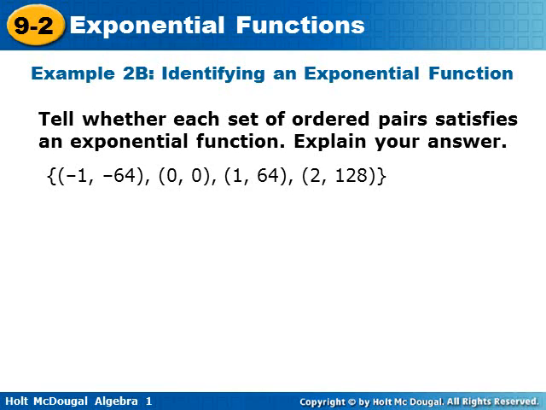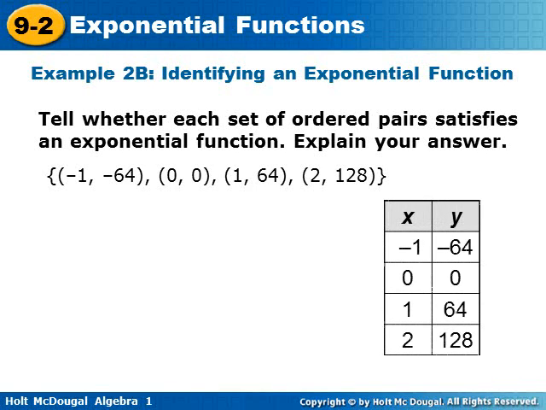Tell whether each set of ordered pairs satisfies an exponential function. Explain your answer. (-1, -64), (0, 0), (1, 64), (2, 128). So we write it in a table, -1, 0, 1, 2 in the x column, -64, 0, 64, 128 in the y column. So we check for a constant change in x.